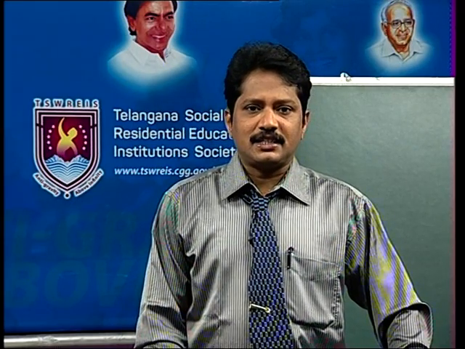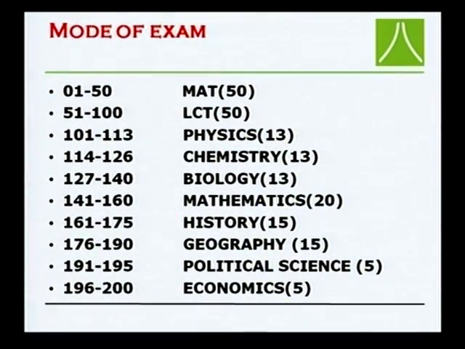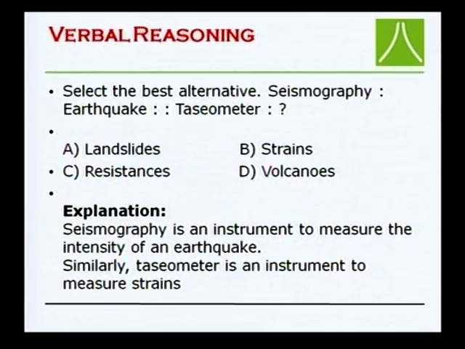Already I said that in the mode of examination, mental ability has 50 marks and the language comprehension test 50 marks, and the rest makes 100 marks. So, it is very easy. Now, coming to it in brief, the first one is verbal reasoning. I collected some of the questions which were already given in the examination, which will give the standard of the examination. The first question in verbal reasoning is: select the best alternative.